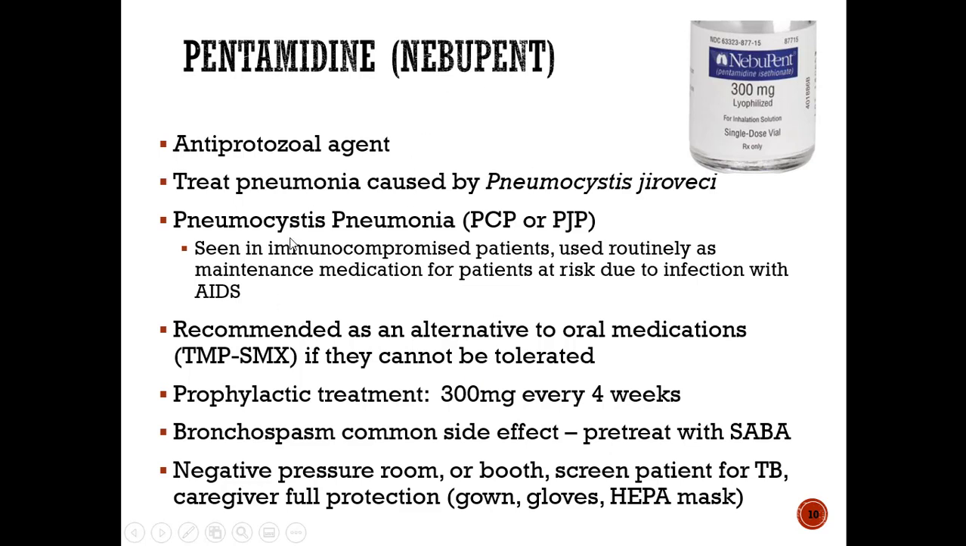The big takeaways that I want you to know are, obviously, the medication name and brand name. I want you to know that it's an antiprotozoal agent. I want you to know what pneumonia it treats. I want you to know about the SABA because of the bronchospasm and giving it to them. And then just understanding that this is something for immunocompromised patients. And that is it for that PowerPoint.